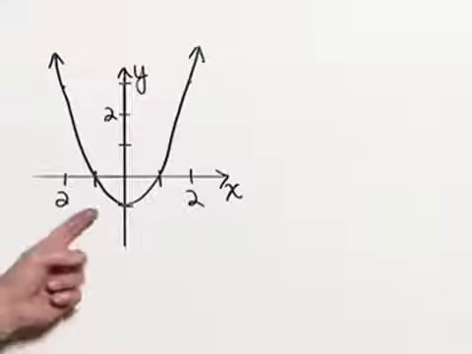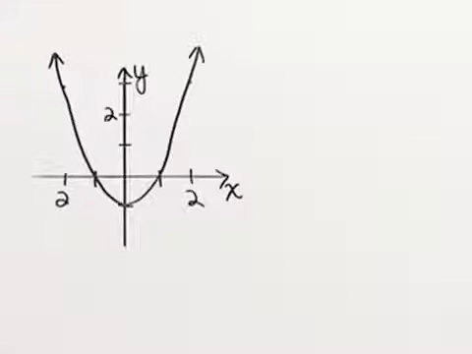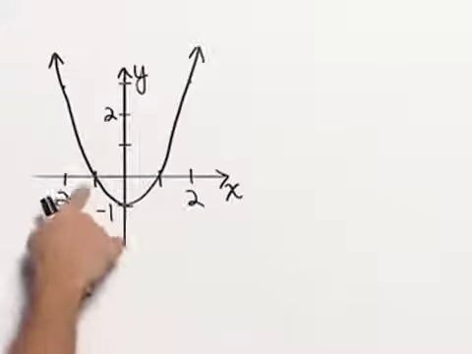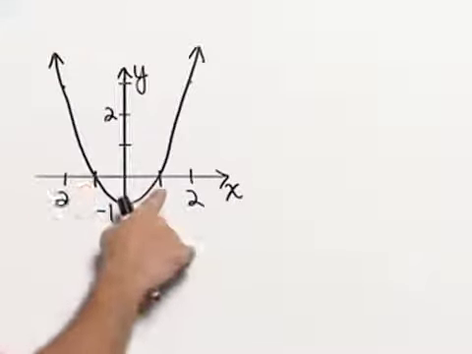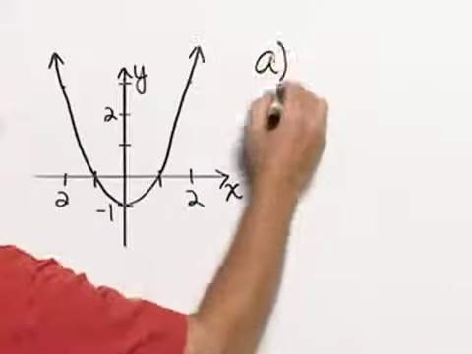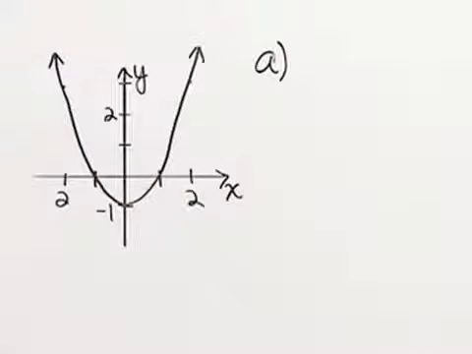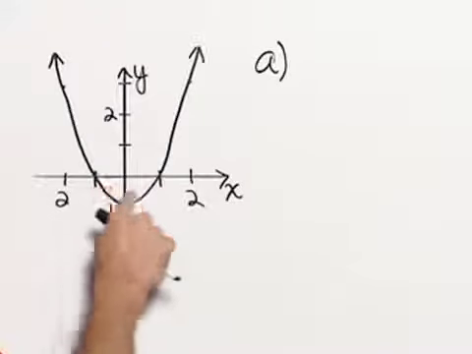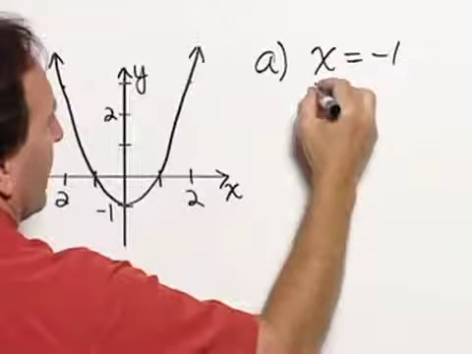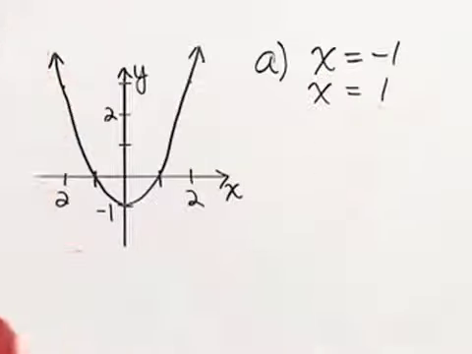So here's our graph. We can see that it's a parabola, and it has a y-intercept of -1, and it has x-intercepts of -1 and +1. The first part was to solve when ax squared plus bx plus c equals 0. In that case, we're interested in finding the x-intercepts, and the x-intercepts are x equals -1 and x equals +1. So that would solve that equation.